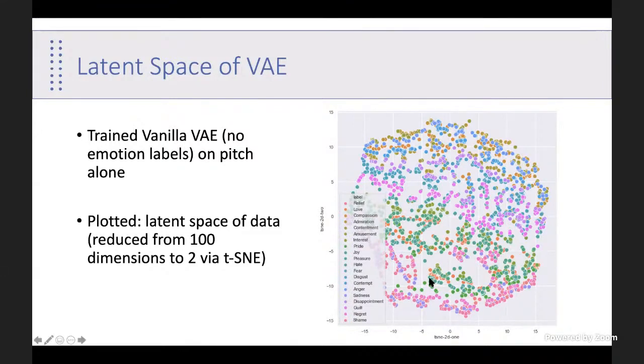And even though it had no knowledge of the emotions, from the colors, you can see that it actually has kind of plotted these emotions in different parts of the latent space, showing that it is learning something about how each of these emotions represents the pitch differently.